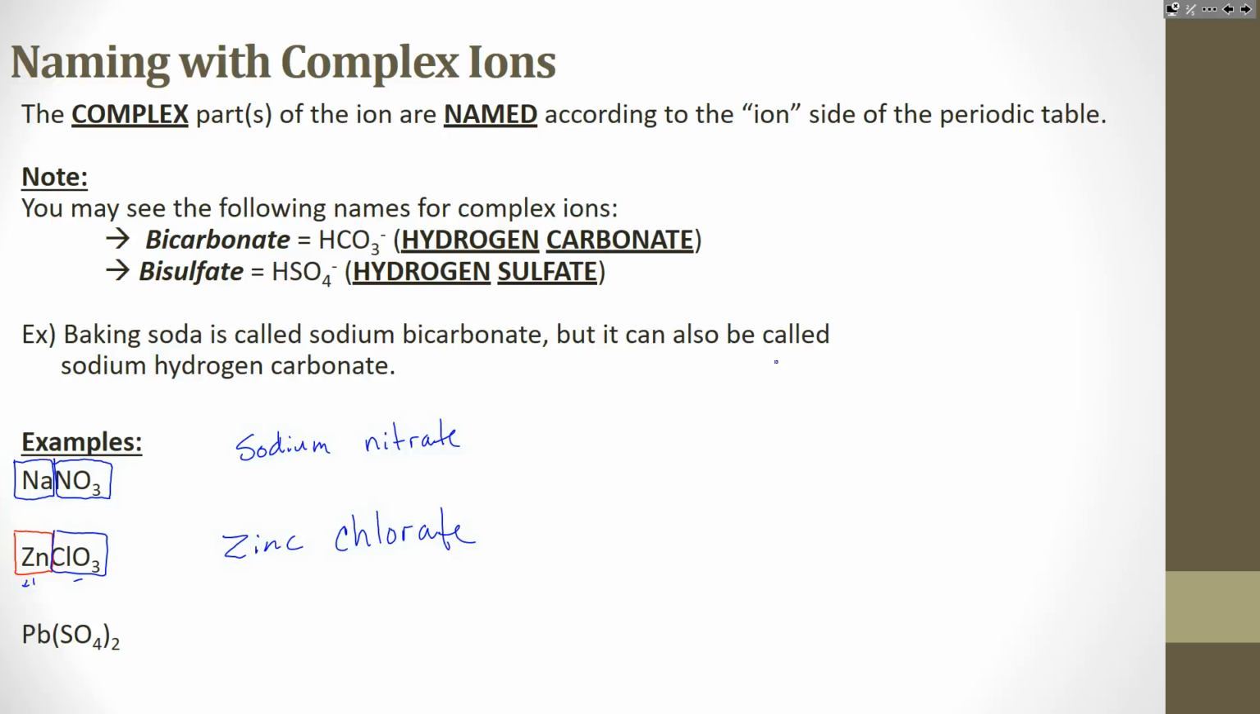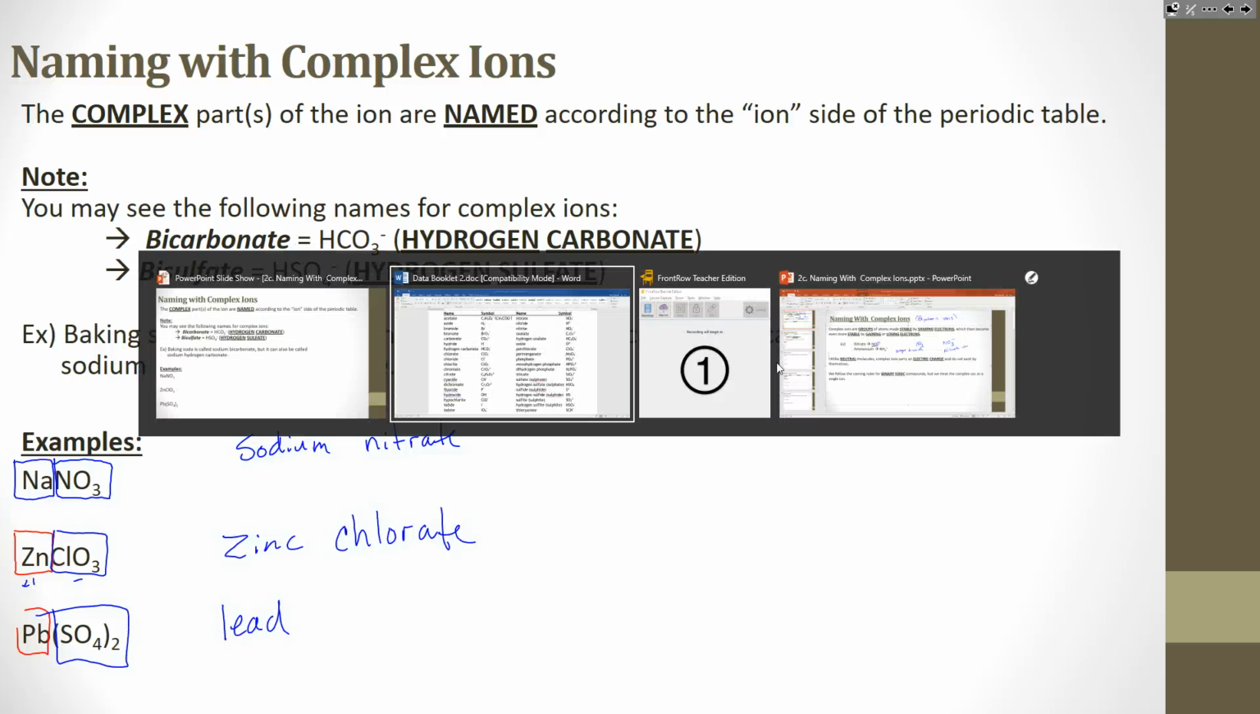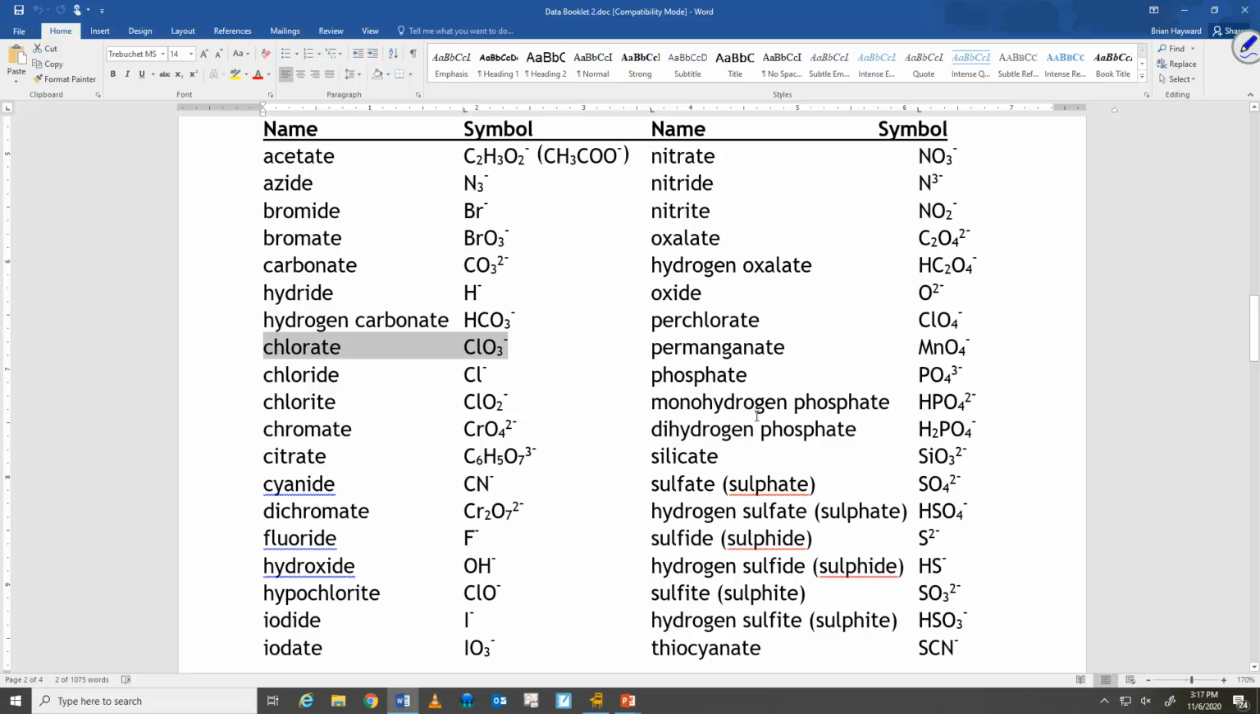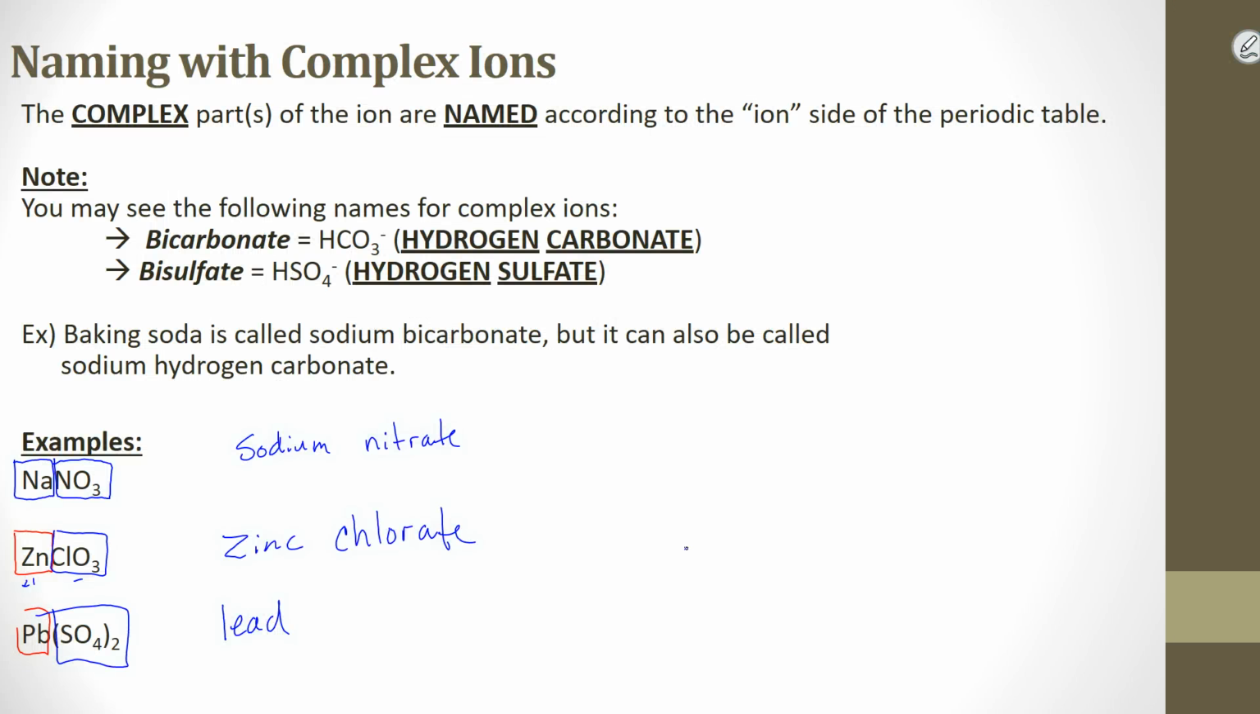PbSO4. So Pb is lead. Again, when I look at this, I see my metal, and then I see my nonmetal group. So there's my 2 parts. Now, lead is a transition metal. We'll do the charge in a minute. SO4, if we're not sure, let's take a look. SO4 is over here, and that is called sulfate. Now, again, notice that there's 2 ways to spell sulfate, or sulfur even, and sulfide. It's either PH or F. I believe PH is the Canadian spelling, so that's what I'll use. So it's going to be lead sulfate.